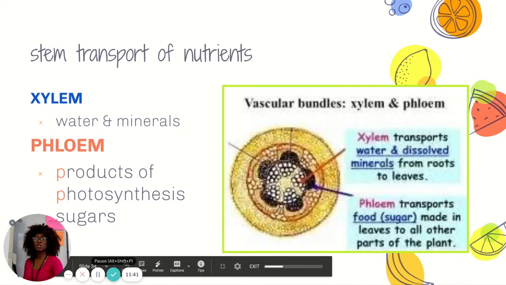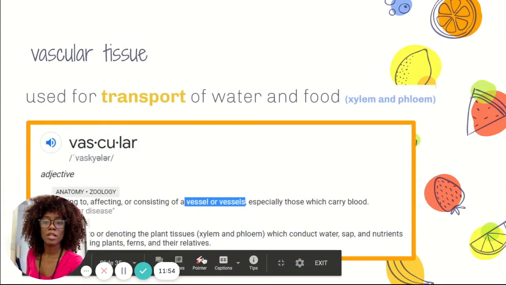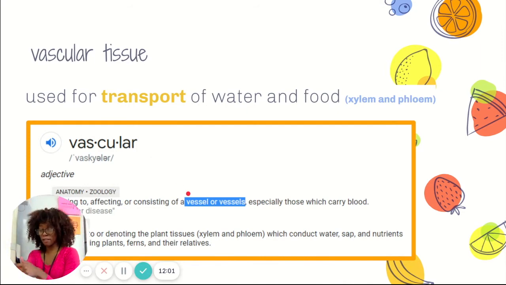Okay, so make sure that you know the answers to those. Xylem is for water and minerals, while phloem is going to be for products of photosynthesis. These are vascular tissues. Again, vascular is just a fancy way of saying vessels. So in you and I, we have blood vessels. Well, plants have vessels of water and they have vessels with sugars in them.